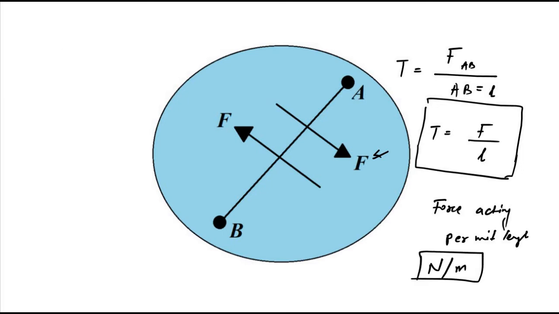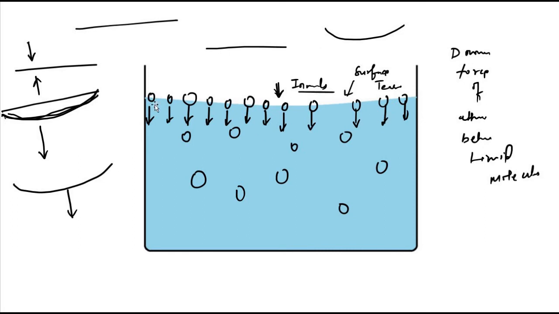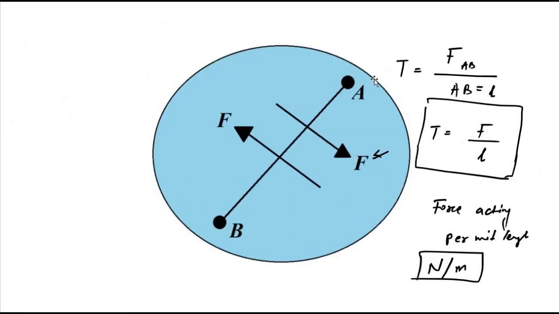So again, let me try to make you understand. If we pick the top surface of a liquid contained in a container, this is the top view, and we consider any two points A and B, we join them by a line of length L. Because of the cohesive force of attraction between the liquid molecules, force acts on either side of the length AB, equal in magnitude, opposite in direction. Surface tension is simply this force acting on either side divided by the length of the line joining the 2 points A and B.